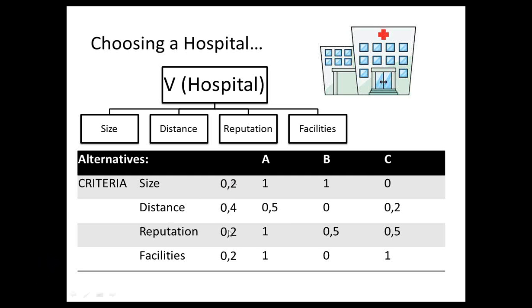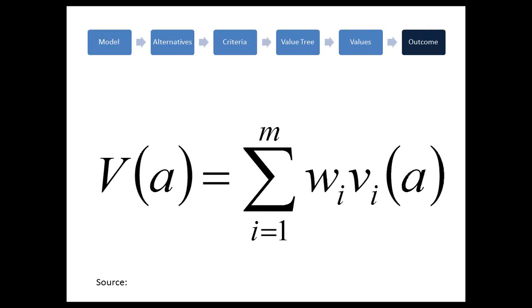In this column, I've added the weights of the different criteria. In this case, I have decided that distance is the most important criteria, and size, reputation, and facilities are all equally important to me. Therefore, distance has a weight of 0.4, and size, reputation, and facilities have a weight of 0.2, which adds up to 1. Now, the way to calculate the value of these different alternatives, A, B, and C, to me, based on my preferences, I would use this value function.